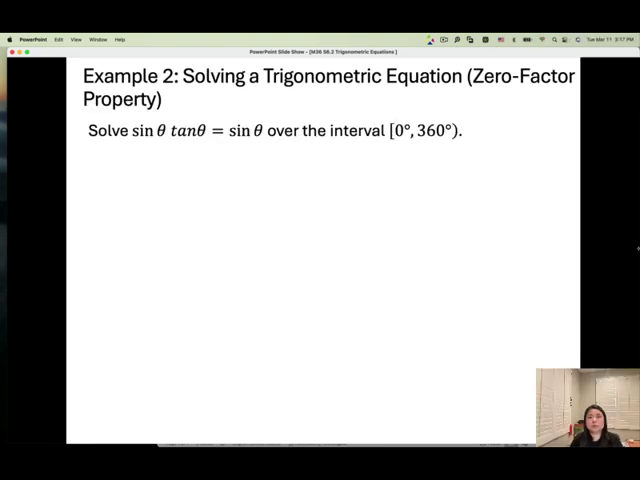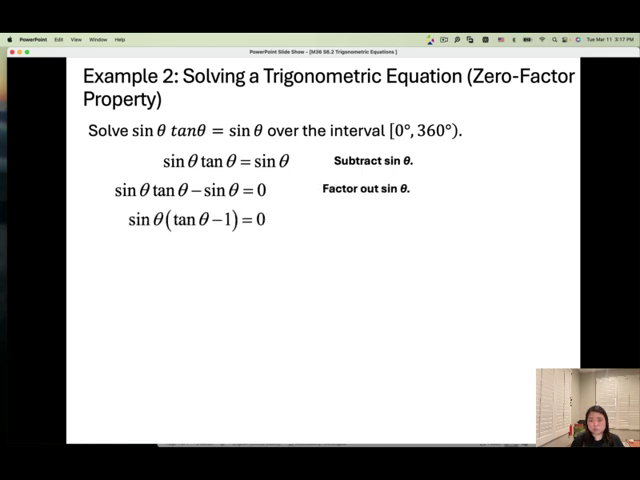Example 2. Solve sine theta times tangent theta equal to sine theta over the interval from 0 to 360 degrees. So we have a sine and a tangent here. We can subtract sine theta from both sides, and then factor out sine theta. Then we can apply the zero factor property. So sine theta equals 0, and tangent theta minus 1 equals 0. So we have two equations here.